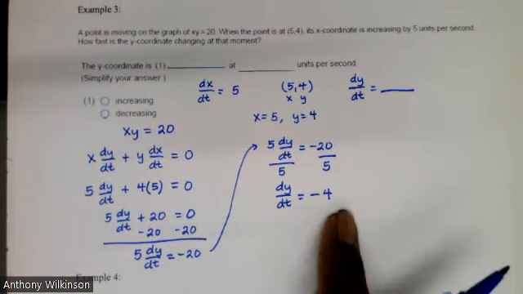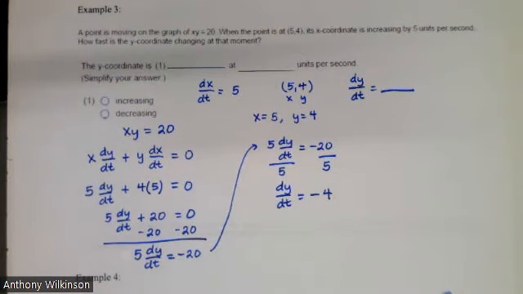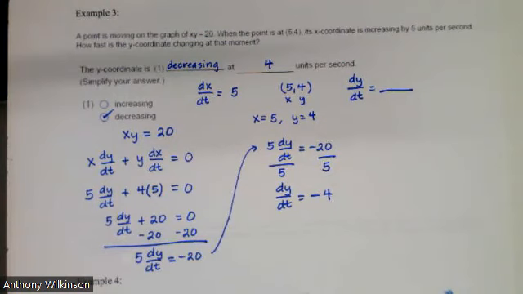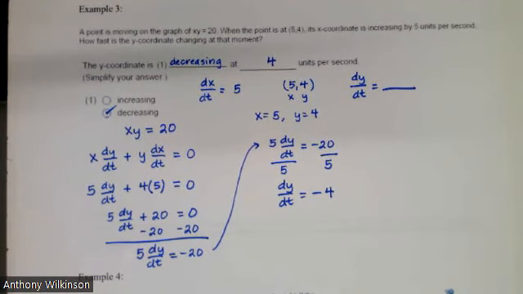And since dy/dt is negative, that tells me that the y-coordinate will be decreasing. So the y-coordinate is decreasing at 4 units per second. So that's how we solve that particular related rates problem.